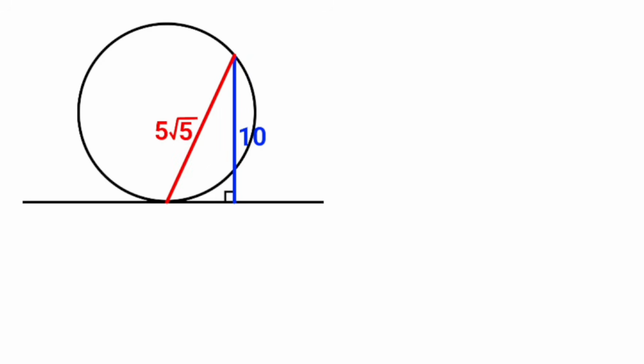In today's video, we are going to solve another interesting geometric problem. In this question, we are given a circle, tangential to a horizontal line at its lowest point. A right-angled triangle is formed such that a vertical side of length 10 units is perpendicular to the tangent line, and touches the circle at its upper end point. The hypotenuse, of length 5√5 units, connects the point of tangency to the upper intersection point on the circle. Our goal is to find the radius of the circle.